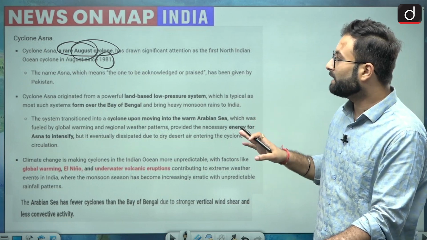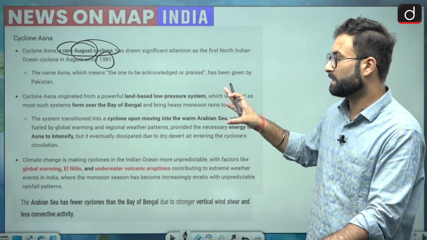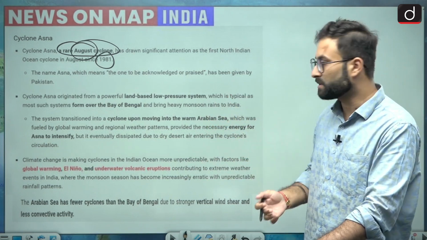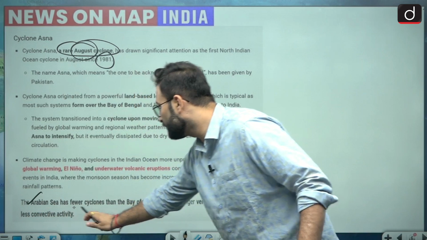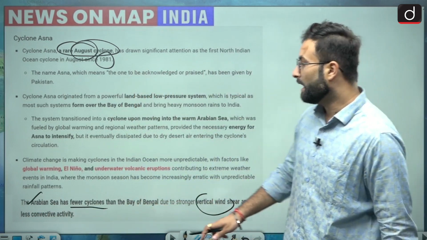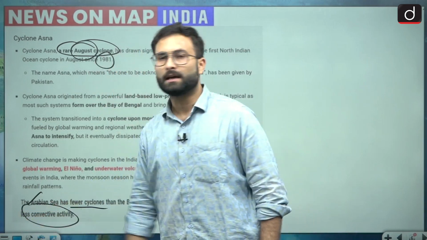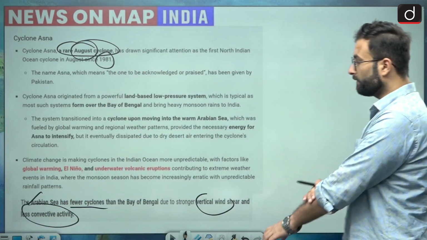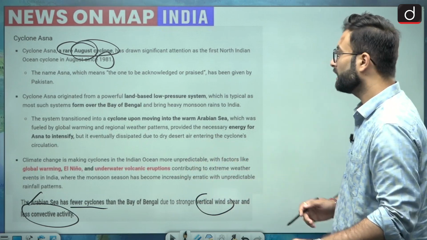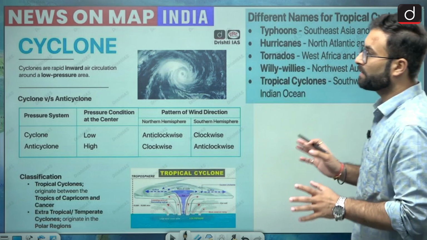Other than that, when we talk about the intensity and number of cyclones, the Arabian Sea has fewer cyclones than the Bay of Bengal due to the stronger vertical shear and less convective activity. So the Arabian Sea is witnessing lesser cyclones. Now, moving further, we will talk about cyclones over here.